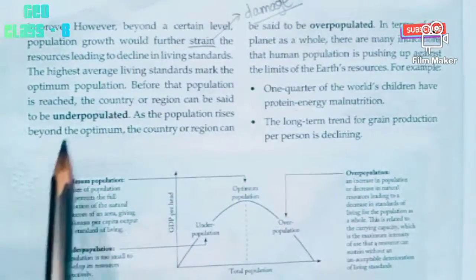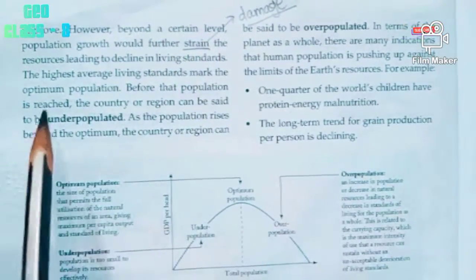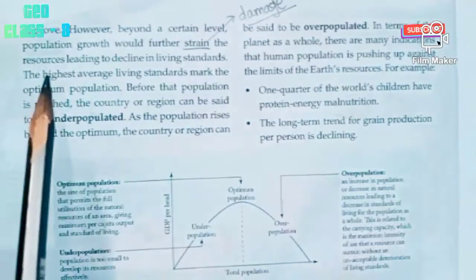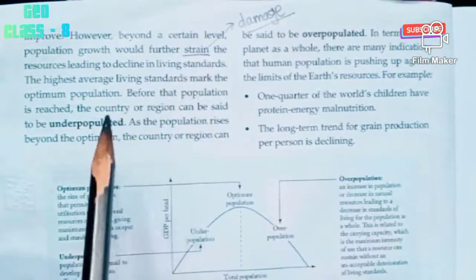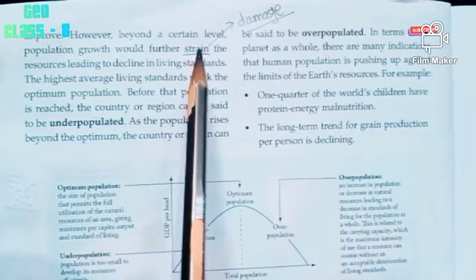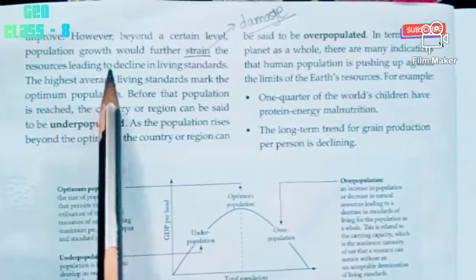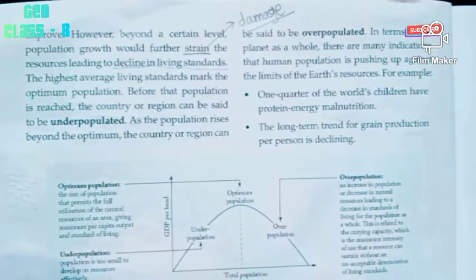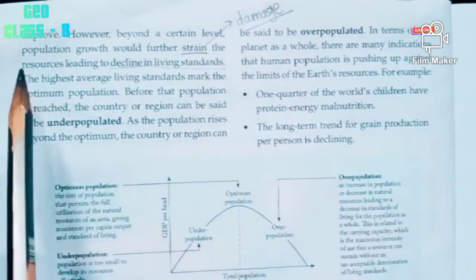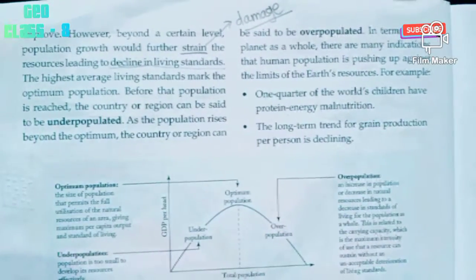This is the basic idea. There should be a limit to the increment in the population, and if the population growth continuously increases and keeps using the resources, it will put a strain on the resources. Strain can damage the resources, and slowly we can see the decline in the living standard. And the highest average living standard marks the optimum population.